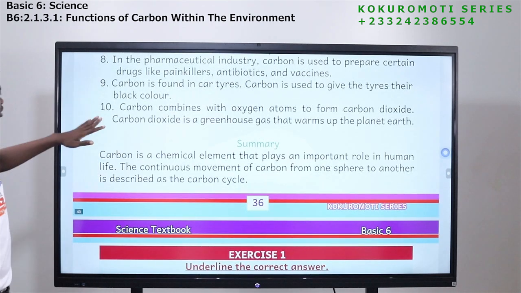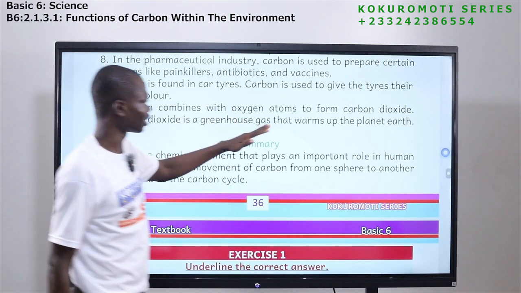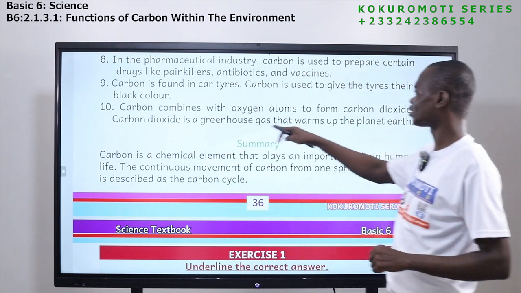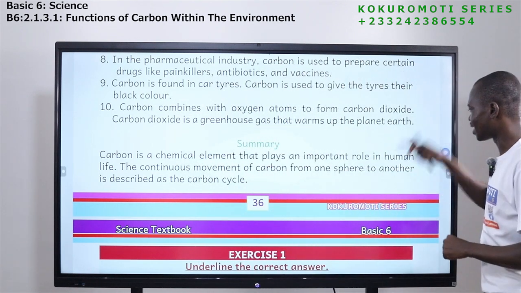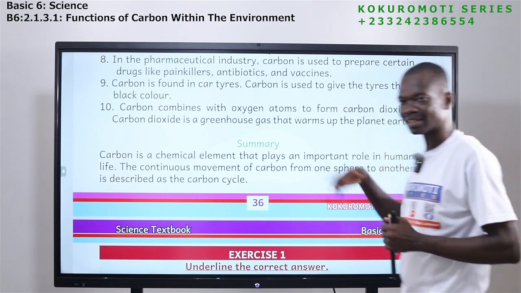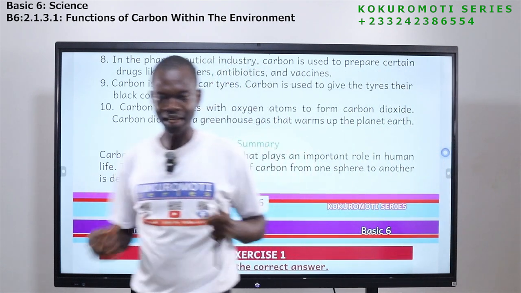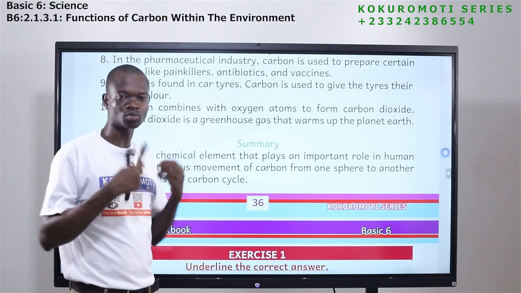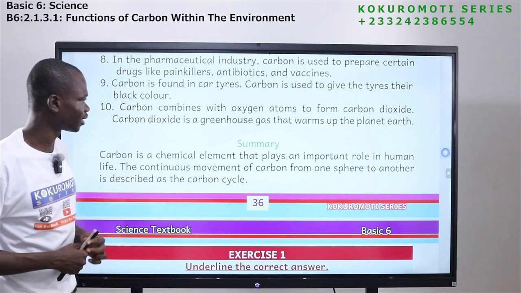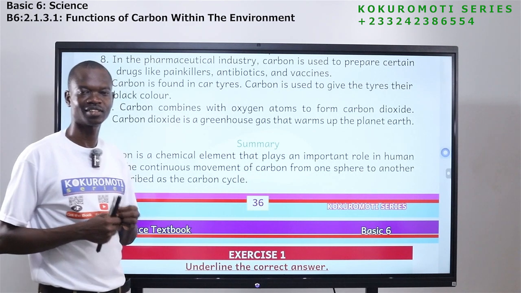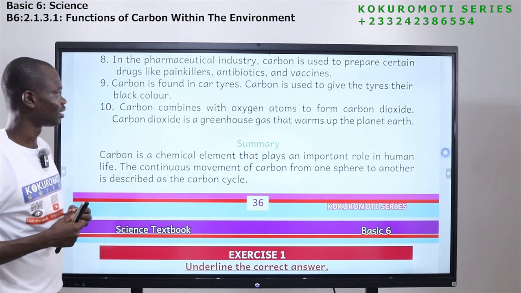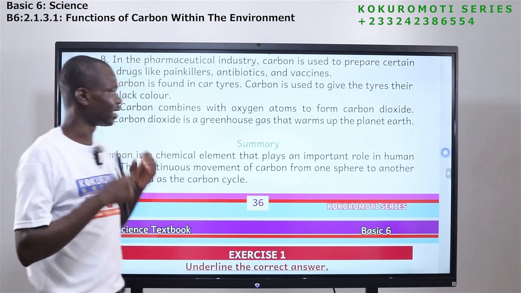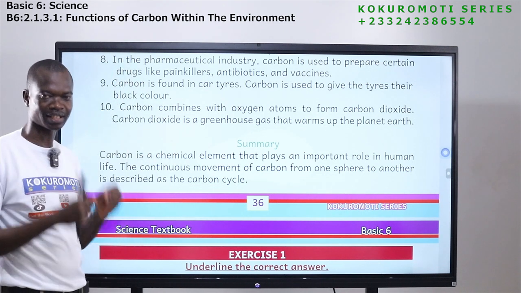Okay. Number 10, carbon combines with oxygen atoms to form carbon dioxide. Carbon dioxide is a greenhouse gas that warms up the planet Earth. So the air has carbon dioxide, and carbon dioxide is one of the greenhouse gases. What these gases do is that they warm up the earth. They warm up what? The earth.